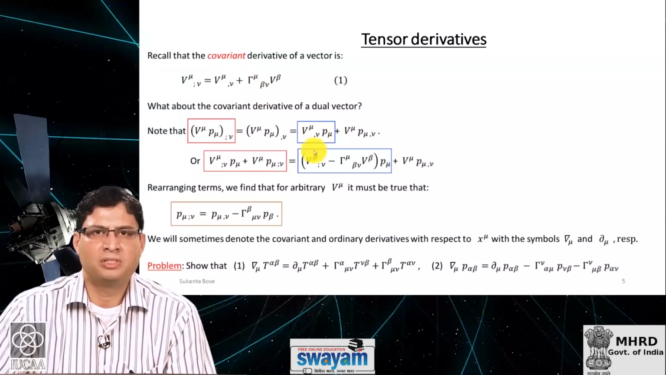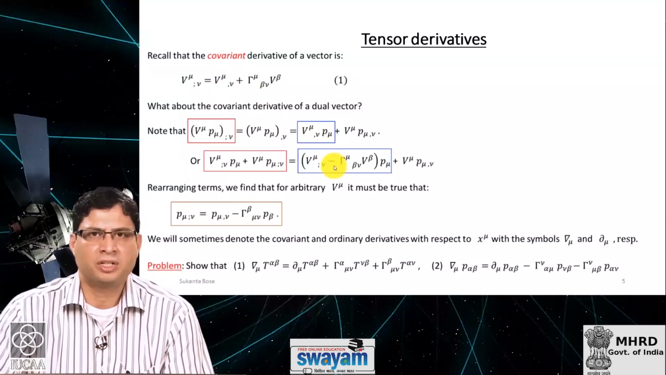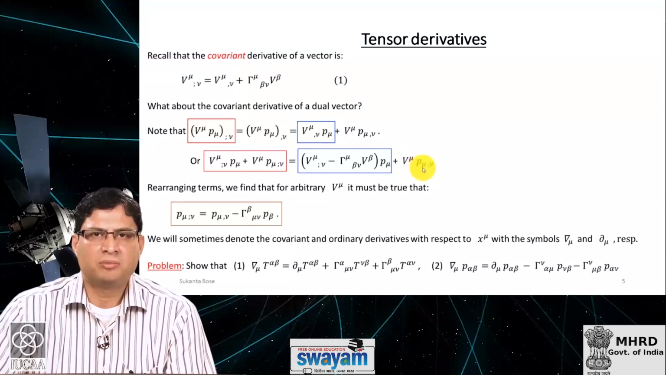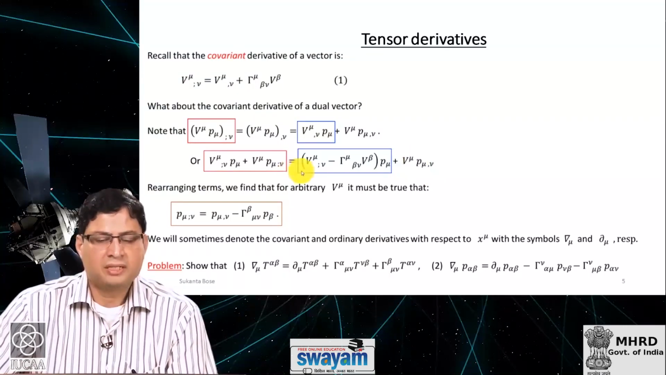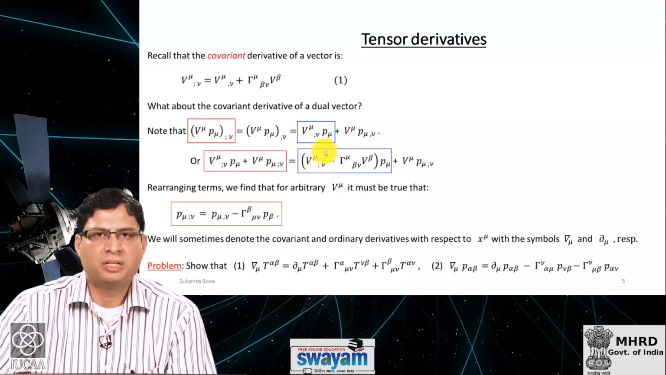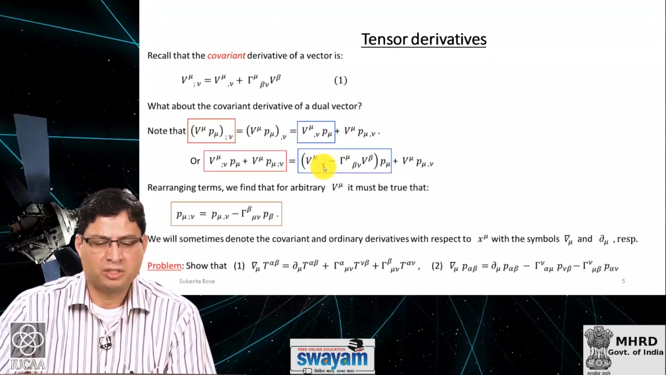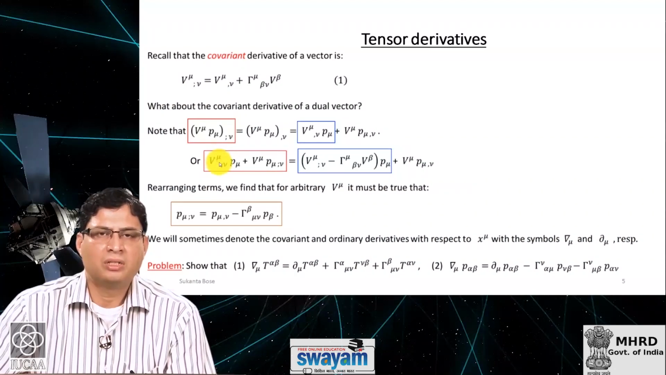So when you do that, you will change the sign. That is how you pick up this negative sign. The second term in the previous equation is retained without any change. So now you realize that this first piece, v mu, covariant derivative with respect to x nu, contracted with p mu, actually cancels the first term on the left hand side inside the red box.